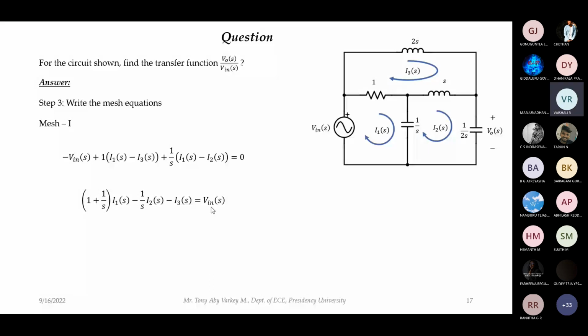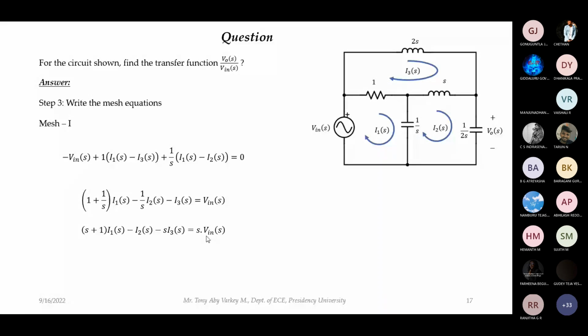I'm taking the LCM also. So it will become s plus 1 by s into I1 of s minus 1 by s into I2 of s minus s by s into I3 of s equal to V in of s. After taking the LCM, you will get it like this. I'm trying to simplify. If you want, you can write it this way itself, but if you write it like this, it will become easier. That's all.